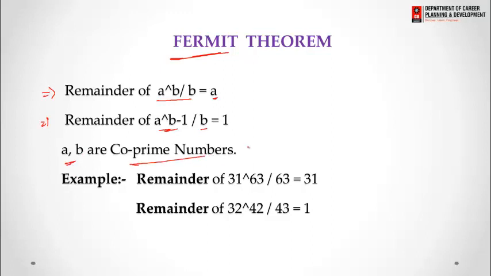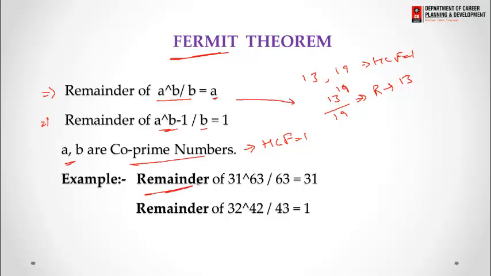What does co-prime mean? Their HCF should be 1. Let's say two numbers, 13 and 19. 13 and 19 are co-prime numbers, they have an HCF of 1. So if 13^19 is divided by 19, the remainder is 13 itself, because these two are co-prime values and the power and the denominator are the same. This is the example for the first case.